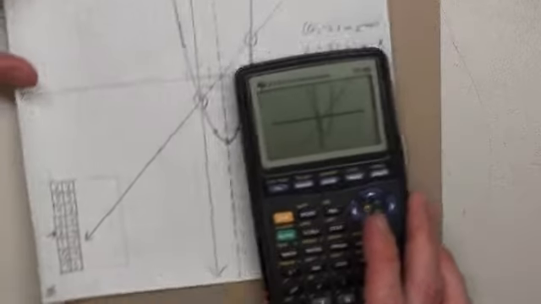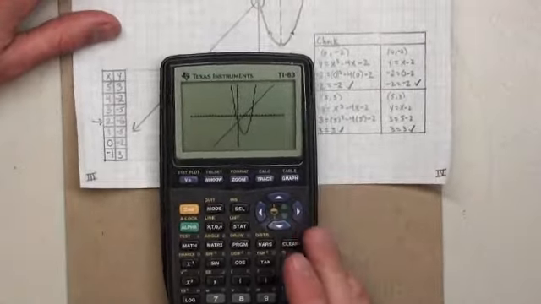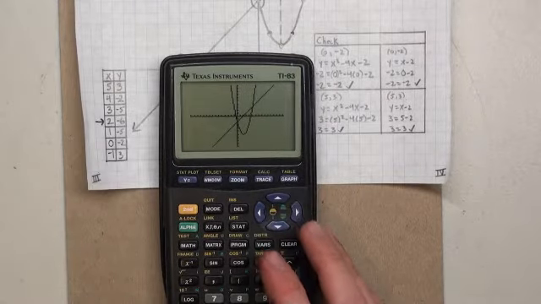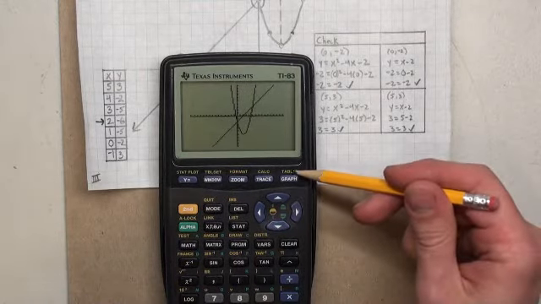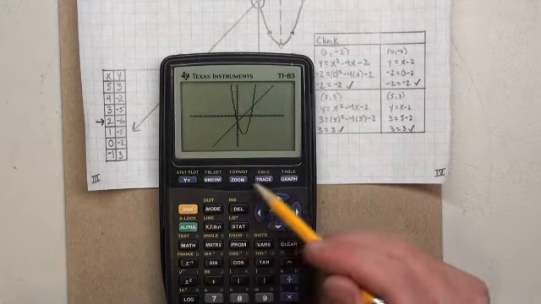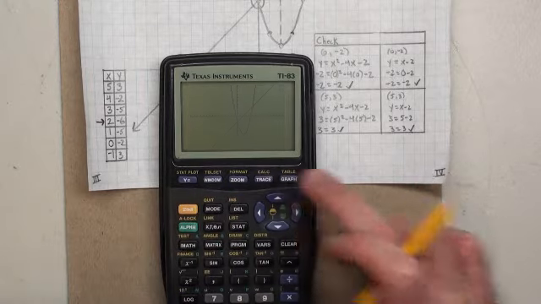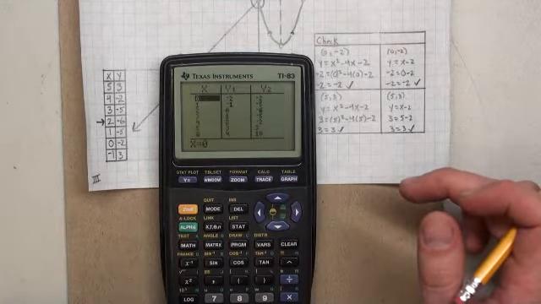Now, if I want to check my table of values, that's the next thing you got to know how to do. You see there's the word table up here, and it's in yellow, so I hit the second button and then I hit graph, which will take me to table. So second graph takes me to the table.